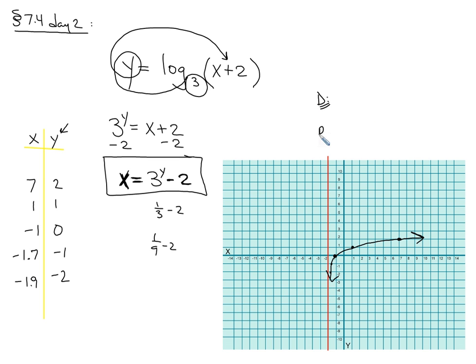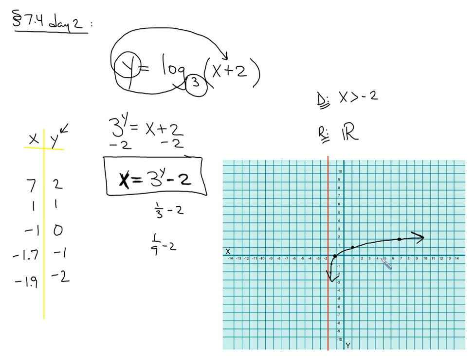Before we do domain and range, are there any questions about the graphing part? Okay, what's the domain going to be here? What's happening with the x coordinates? It's always to the right of negative 2. So x is always greater than negative 2. What about the y coordinates? Down forever, up forever, so it's all real numbers. There you go. So that's just a refresher of what we talked about on yesterday's lesson.